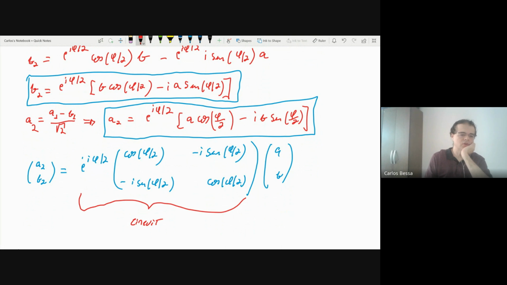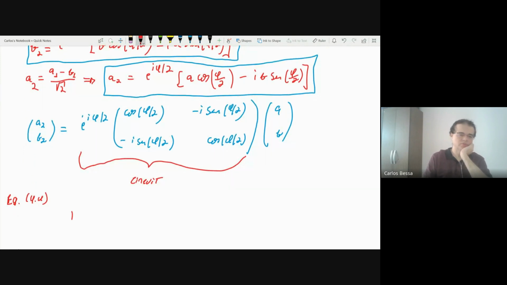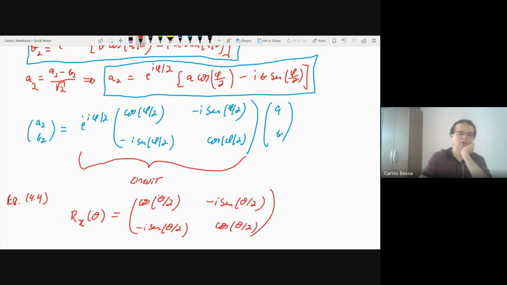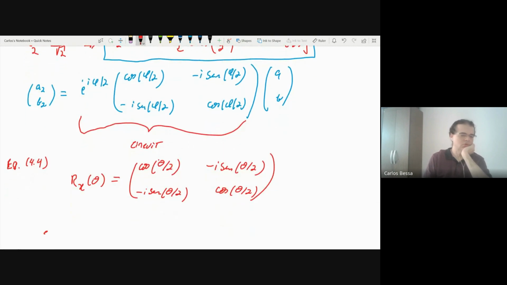And this is equivalent, if we see equation 4.4, to a rotation in the x direction, apart from one phase. This is equation 4.4, okay? Just to remind, it is cosine of theta over 2, minus i sine theta over 2, minus i sine theta over 2, cosine theta over 2. This is a rotation, so what my circuit does, apart from one phase, is make a rotation in the x direction.